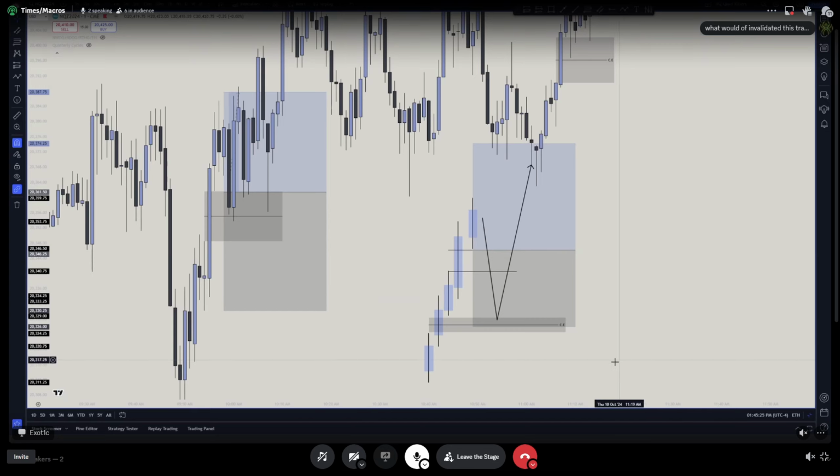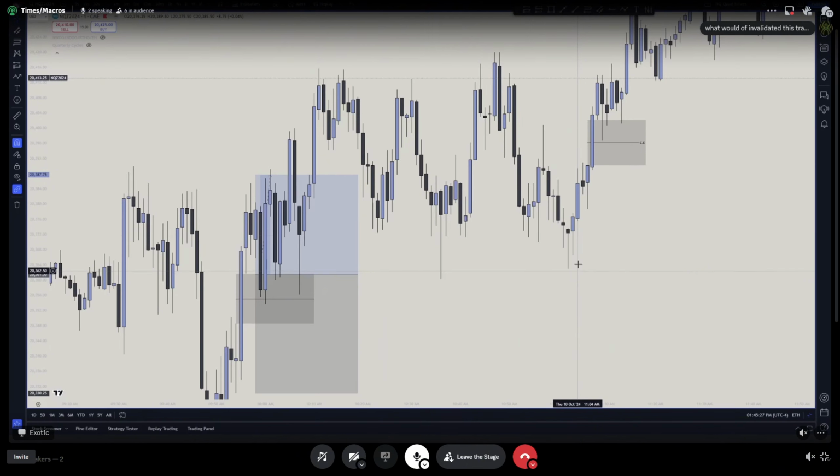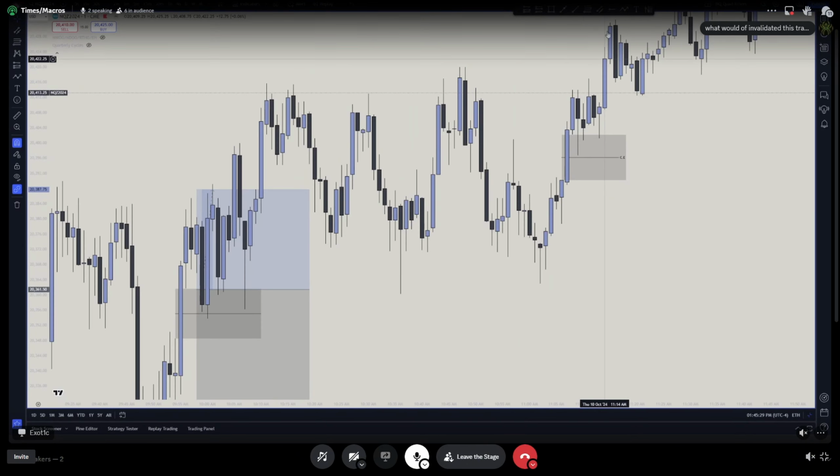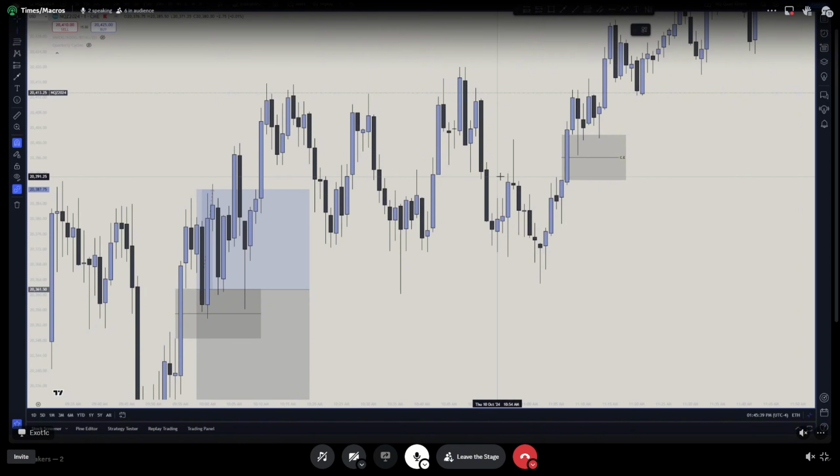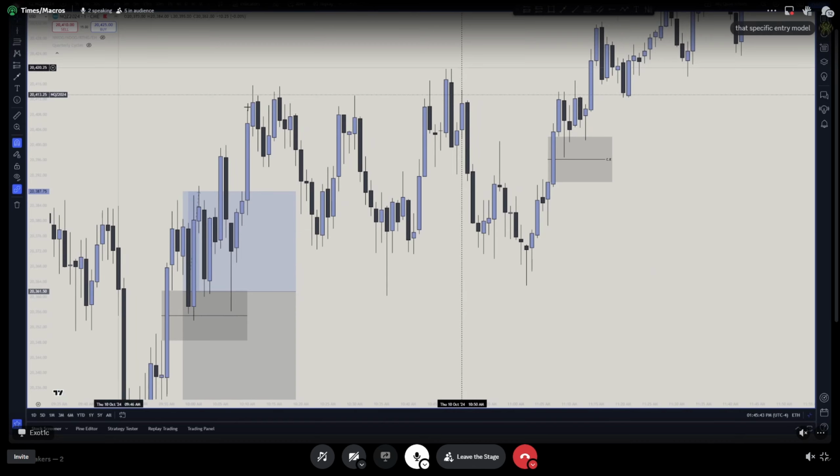What would have invalidated this trade? Yeah, awesome. So what would have invalidated this trade for me here? Or which trade are you talking about? Are you talking about the specific trade that I took here in this macro, or what would invalidate a trade in general? What are you more specifying to?